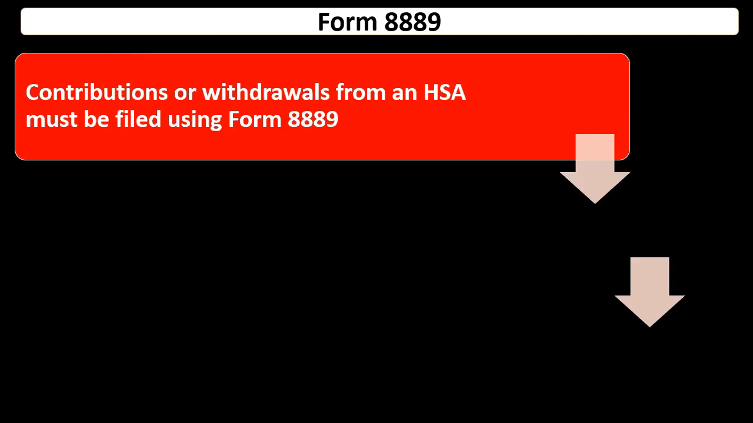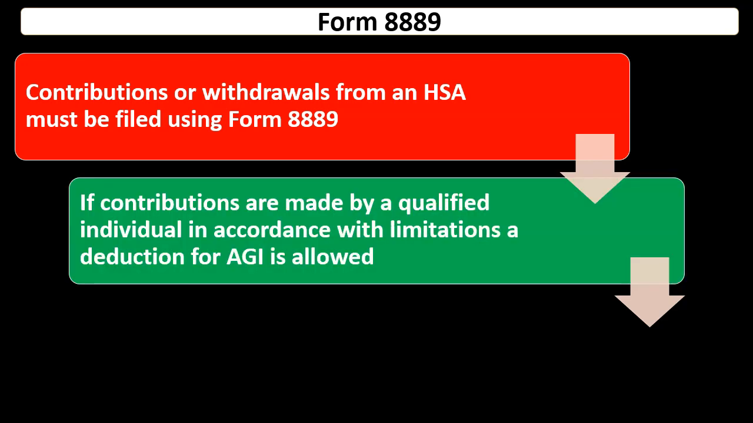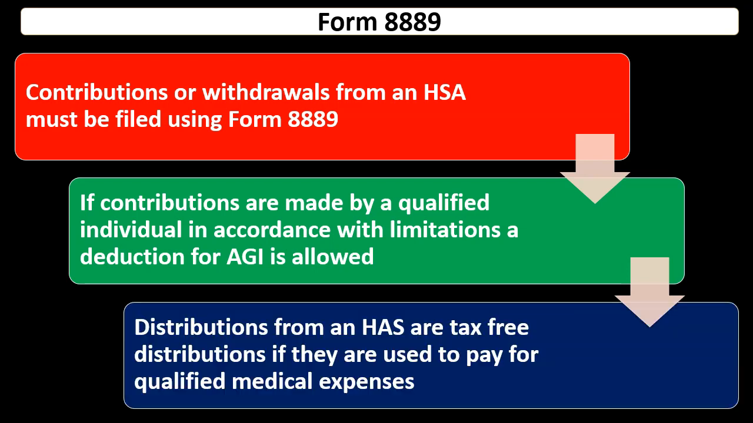Form 8889, contributions or withdrawals from an HSA must be filed using Form 8889. So this will be an attachment to the Form 1040. If contributions are made by a qualified individual in accordance with limitations, a deduction for AGI is allowed. Distributions from an HSA are tax-free distributions if they are used to pay for qualified medical expenses.